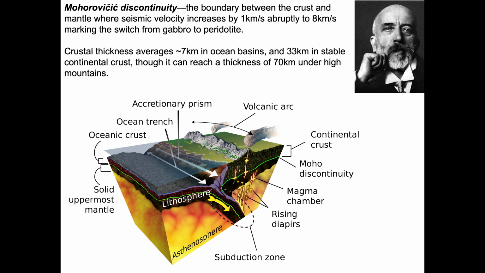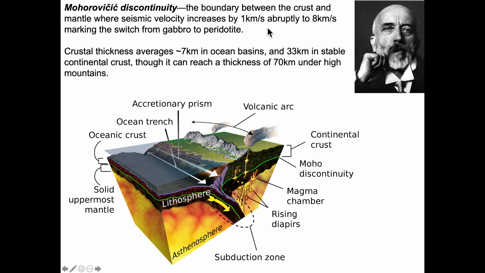This was noticed about 100 years ago by this man. This is Andrija Mohorovičić. And this discontinuity here, the Mohorovičić discontinuity, is the boundary between the crust and the mantle. And this is where the seismic velocity increases by about 1 kilometer per second.